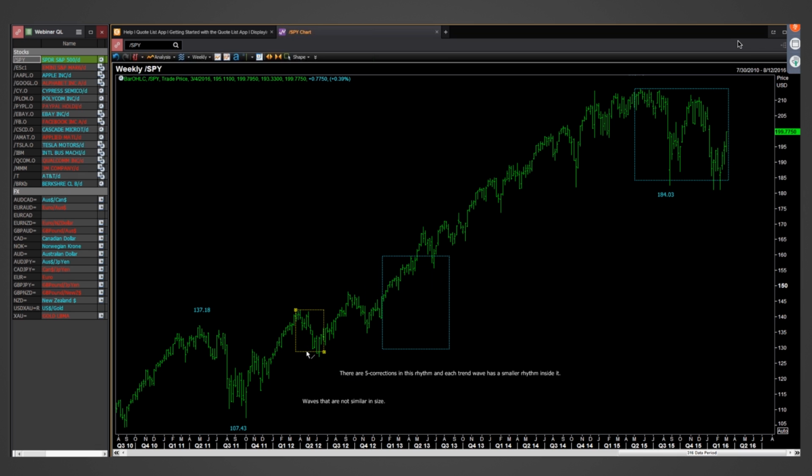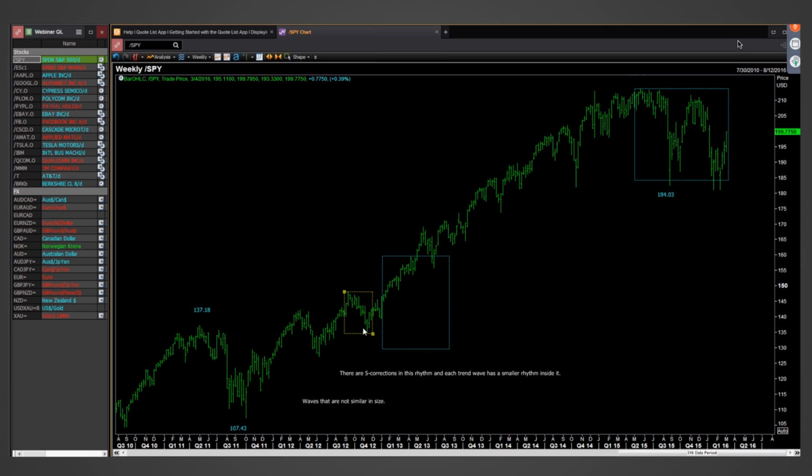Now, interestingly, the cycles can have as many as 6 corrections in them. 6 corrections of similar size. You can see this was the first correction, which we took as the beginning of the rhythm. This was the second correction. This is the third correction.